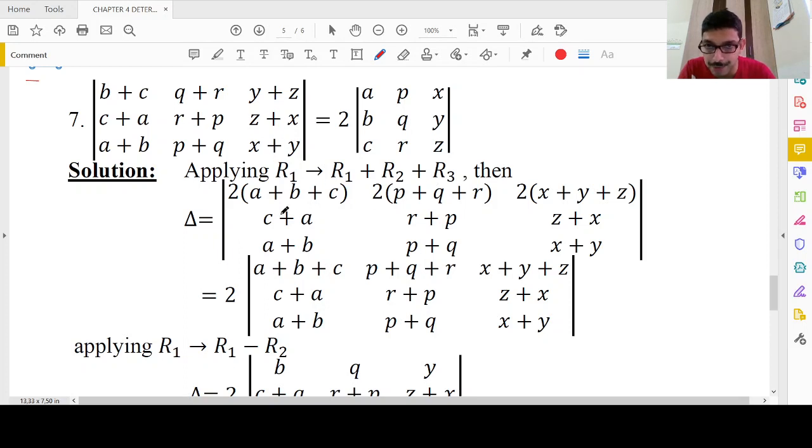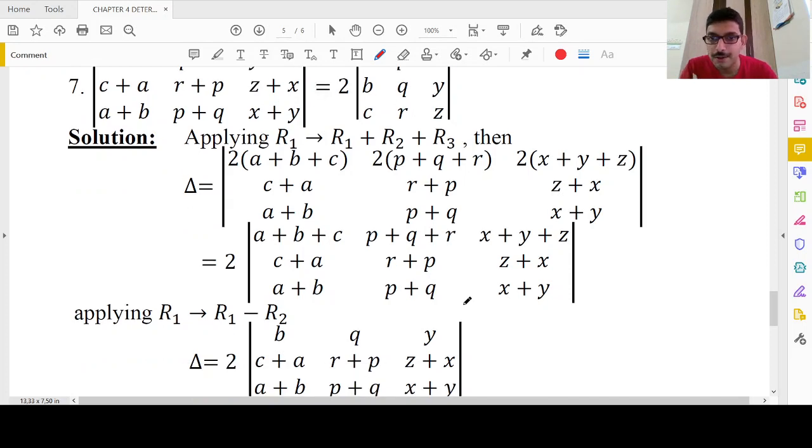Now here 2 is common, so 2 can be taken out. If you take out 2, it will become A plus B plus C, P plus Q plus R, X plus Y plus Z, C plus A, R plus P, Z plus X, A plus B, P plus Q, X plus Y. Now we are asked to prove that it is equal to 2 times determinant APX, BQY, CRZ. So here we got A plus B plus C, P plus Q plus R, X plus Y plus Z.